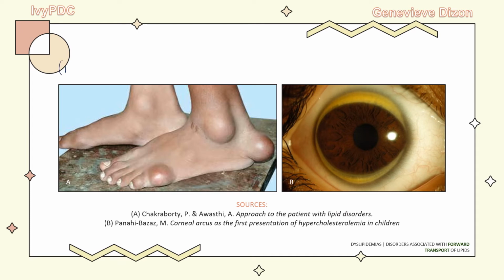The following symptoms may be seen in FH. The first one is xanthomas, which is defined as having cholesterol deposits under the skin. The second one is what we call the arcus, where the cholesterol deposit is seen in the cornea of the eye.